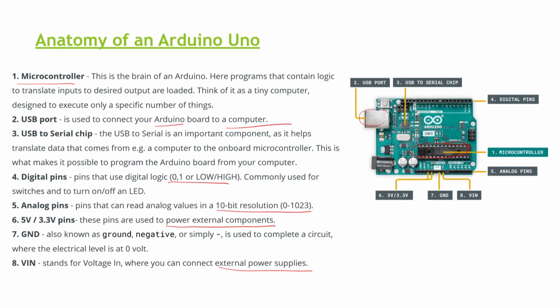So, first of all, the USB port is on the left side, then the USB to serial chip is somewhere here, then you have the digital pins here, and on the other side of the microcontroller you have the analog pins first. Then you have specifically the V input, the ground at the center, and on the other side the 5 volt and 3.3 volt pins, which are used for powering external components. So, that is the anatomy of an Arduino Uno.